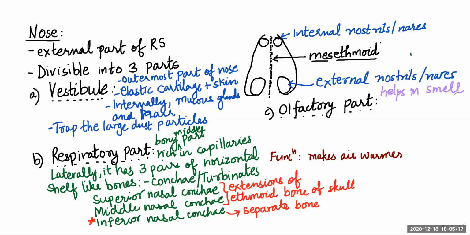Now, in this region, the olfactory part has two regions here. The active region, which was discovered by Schneider, the Schneiderian membrane. And to support the Schneiderian membrane, below the Schneiderian membrane are Bowman's glands. Schneiderian membrane and Bowman's glands.